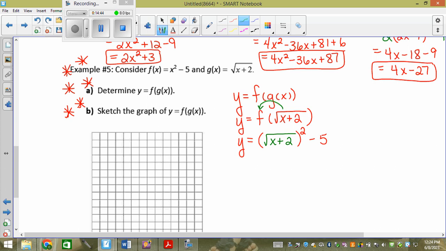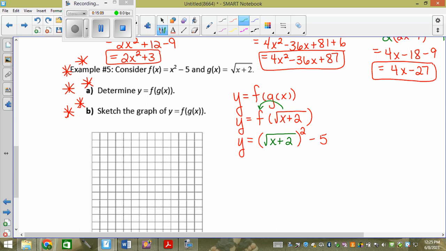Do you see how I only replace the x? What if there's numerous x's? You replace them all in brackets, right? Now, what happens when I square a square root? It cancels. Guys, do square roots have restrictions? Is there anything that you can't take the square root of? Negatives. You can't take the square root of negatives, right?